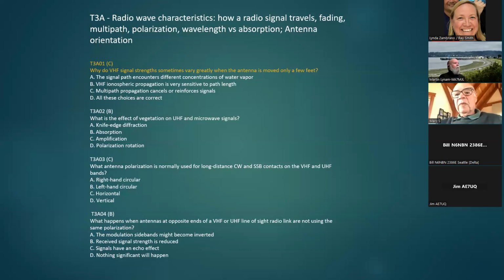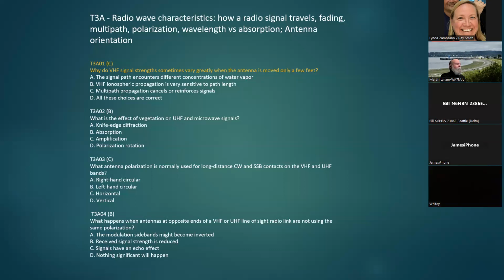Anyway, why do VHF signal strengths sometimes vary greatly when an antenna is moved only a few feet? So possible answers are: the signal path encounters different concentrations of water vapor; VHF ionospheric propagation is very sensitive to path length; multipath propagation cancels or reinforces signals; and all of the above are correct.